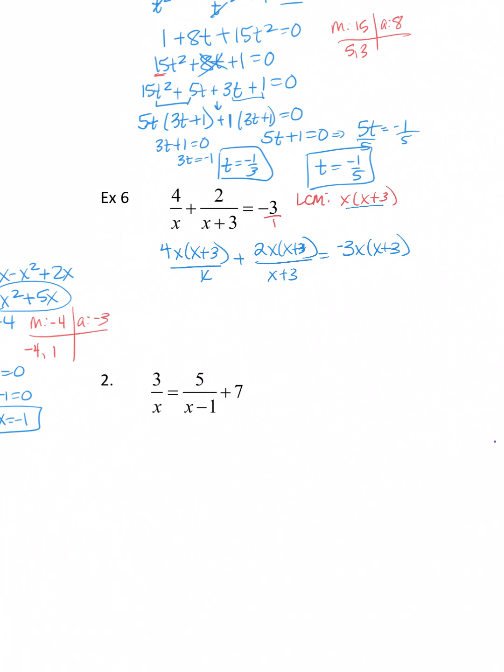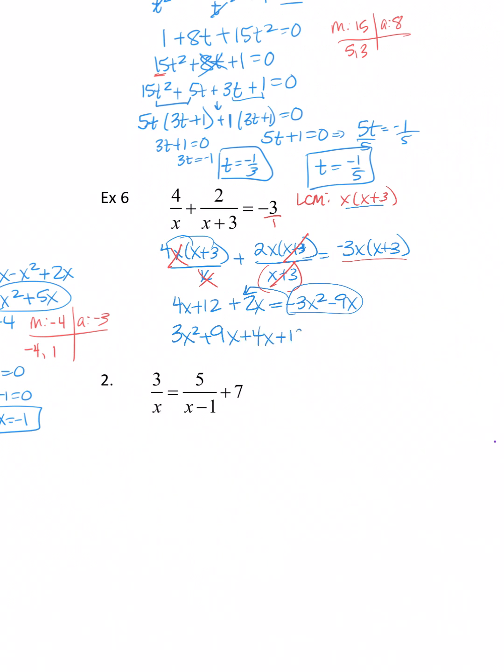All right, let's clean this up. Notice this x will cancel with this x. This cancels with this, and this is going to stay put. I'm going to distribute and clean up. So it's going to be 4 times these terms, so 4x plus 12 plus 2x equals, distribute that, I'm going to have negative 3x squared minus 9x. All right. So notice the x squared is negative, so I'm going to move it to the left. So I'm going to have 3x squared plus 9x. Plus 4x plus 12 plus 2x.